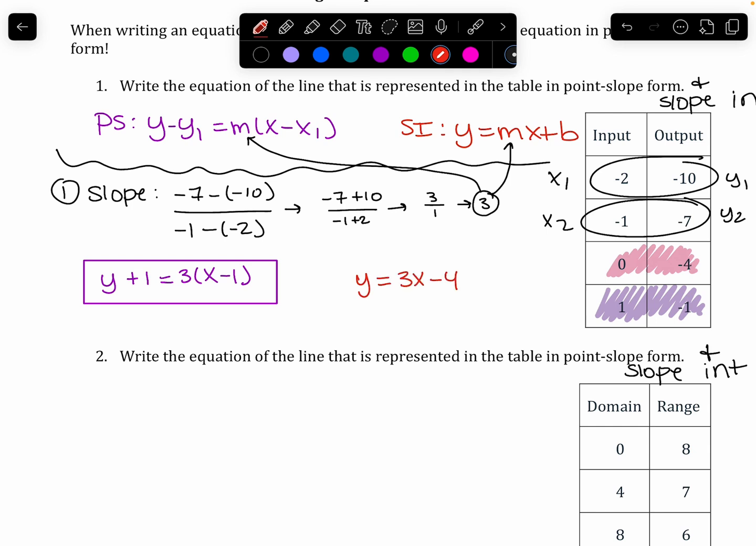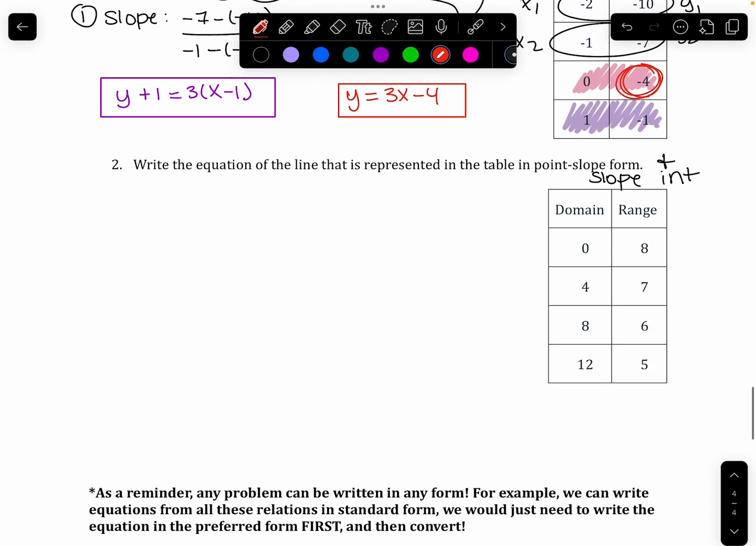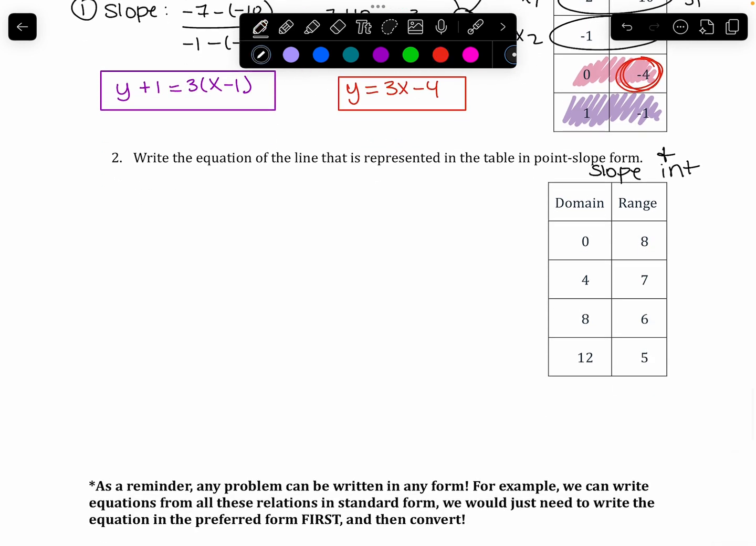Negative 4 is my y-intercept. Okay, that one I don't have a choice on. So my equation will be y equals 3x minus 4, and that minus 4 comes from this value here. And we did it. So let's do it again.